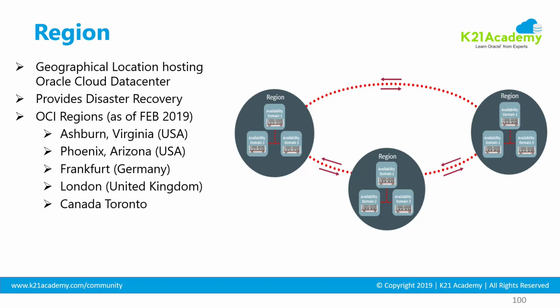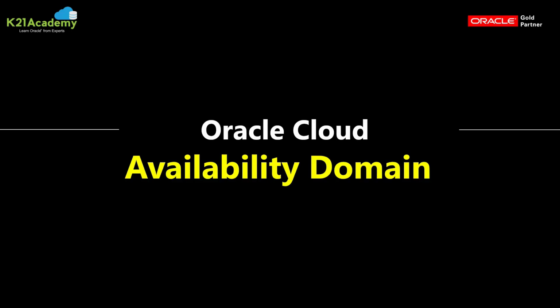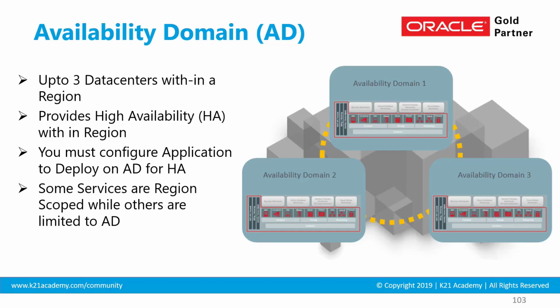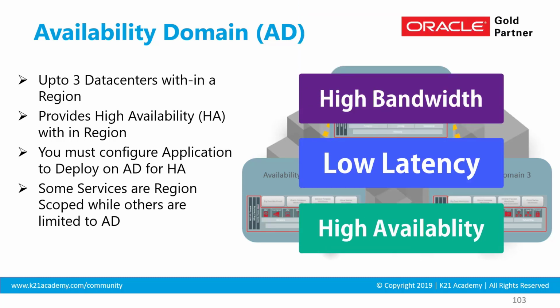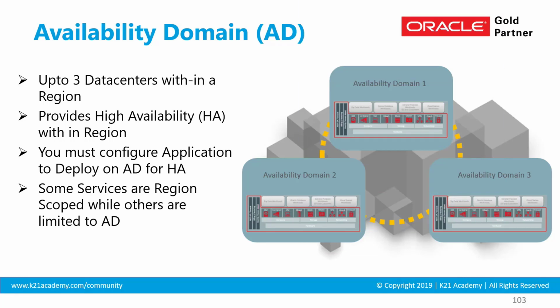Now within a region, you can have up to 3 availability domains. So let's look at what an availability domain is. Within a region, you can have up to 3 data centers, and these 3 data centers are interconnected with a high bandwidth, low latency pipe that provides high availability across applications deployed within these availability domains. So your servers will be residing in one availability domain, and then you can have these servers in another availability domain as well.